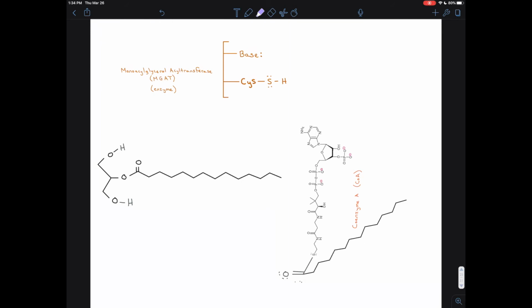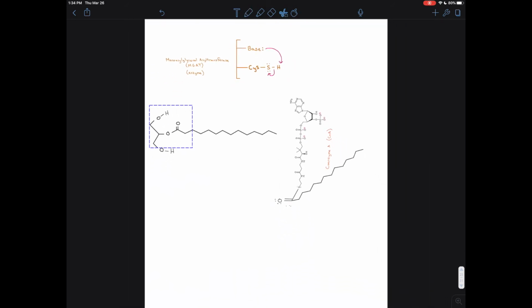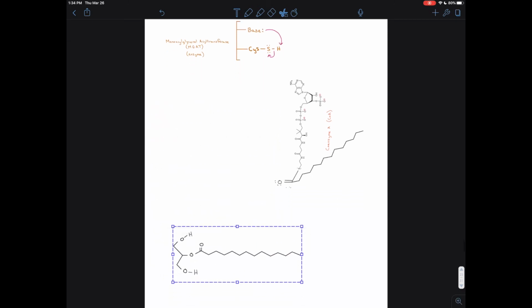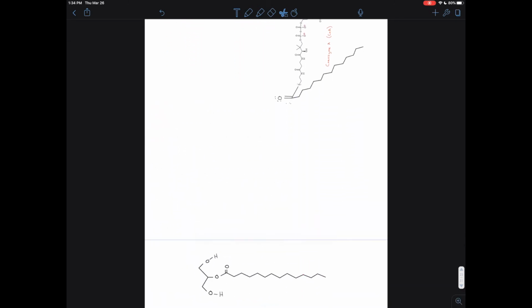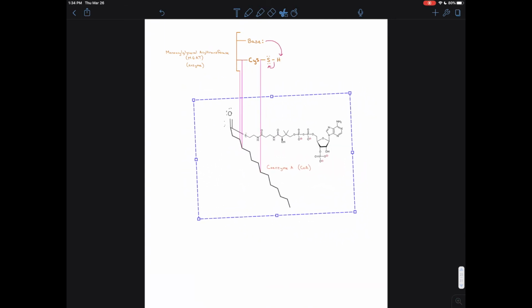Now, in this scheme, what will happen is the base is going to steal the H off of cysteine first, inside the base. This base is going to steal this hydrogen off of cysteine, and these electrons are going to snap back onto the sulfur. So I'm going to move this down for now, get this a little out of our way. We'll be dealing with that in just 1 second. But for now, let's take this, move this right side up.